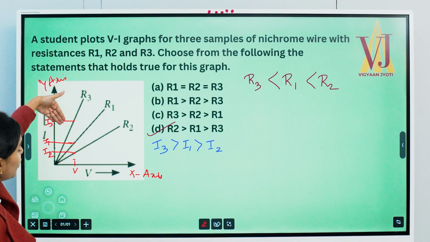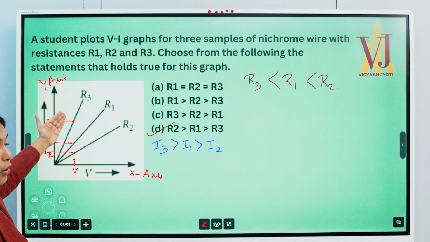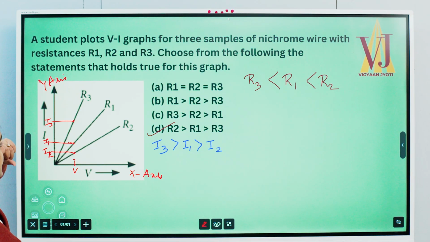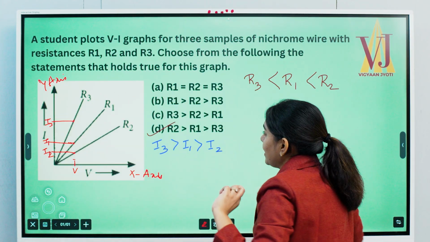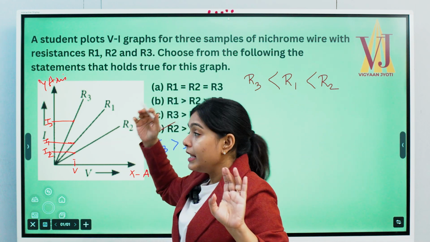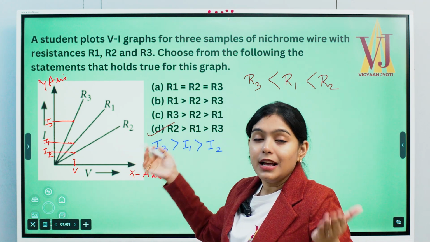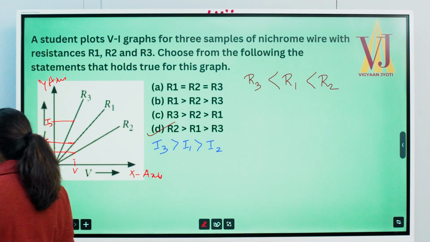That means in this particular circuit, the obstruction offered to the flow of electrons is minimum. For that reason, the resistance R3 is minimum. Among these three, R3 is the minimum. We can easily understand from here also that I1 is next, meaning its resistance is greater than R3 but less than R2, and R2 is the largest. This is how you need to understand resistance from the graph.